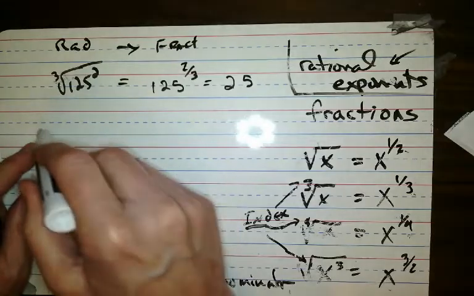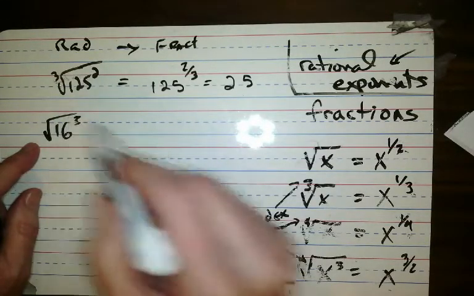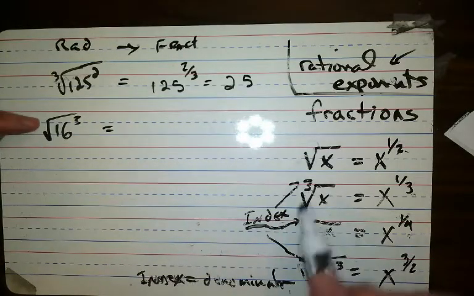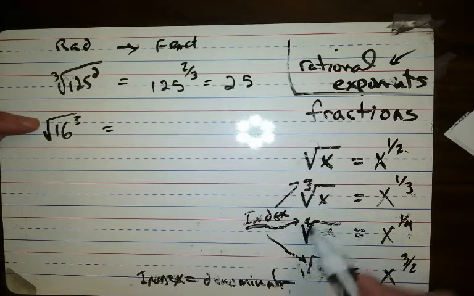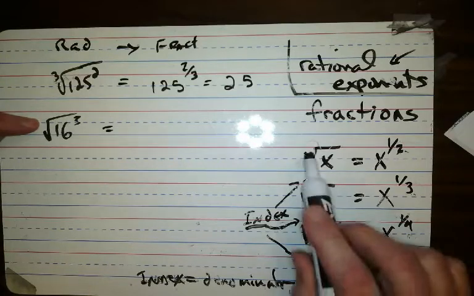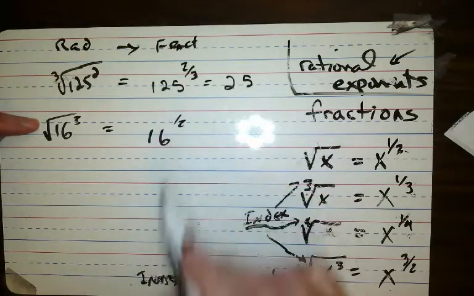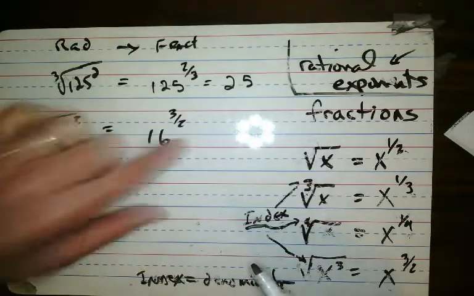What if I gave you square root of 16 to the 3rd power? So what's the index? Remember, if there's nothing written, nothing there, if it's a 4 or a 3 or a 5 or whatever, it's going to be there. But if there's nothing there, it's a 2. So the denominator of my fraction is 2. What's the numerator is what's inside, so that's 3/2.